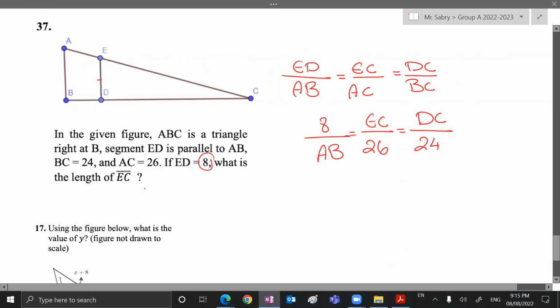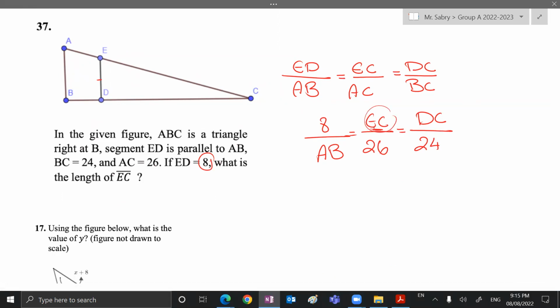Now, what is it that they want? They want EC, this one. What do you guys think? What did you guys do? I want to discuss this with you.